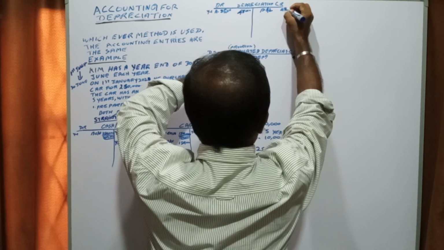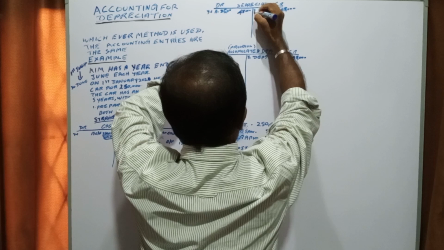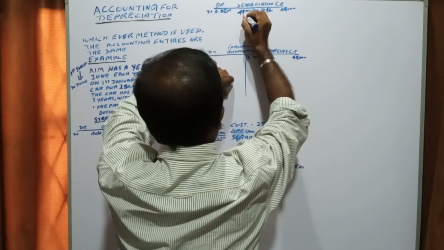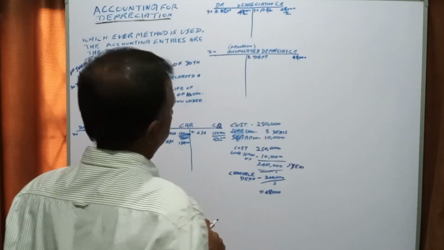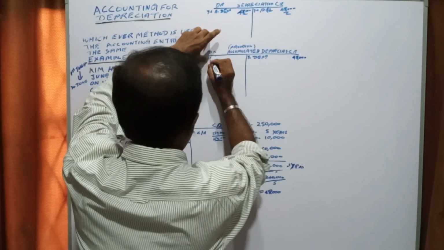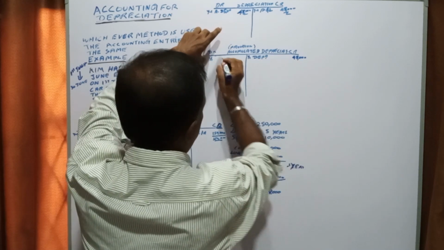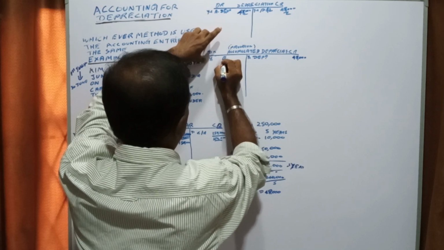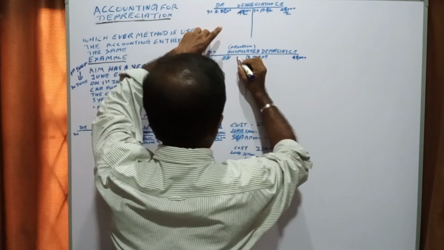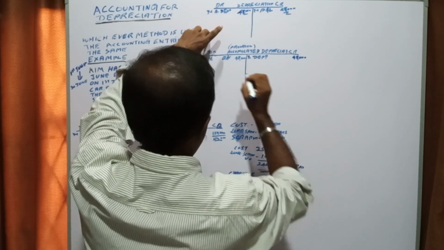48,000 in year 1. There is nothing brought forward or carried forward. Year 1, 48,000, balance brought forward 48,000.